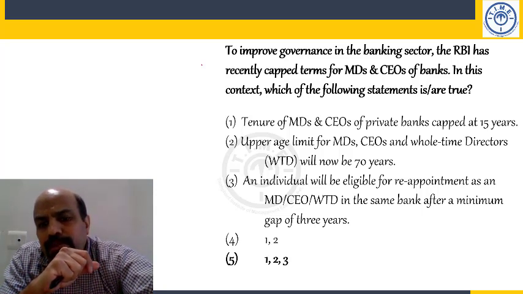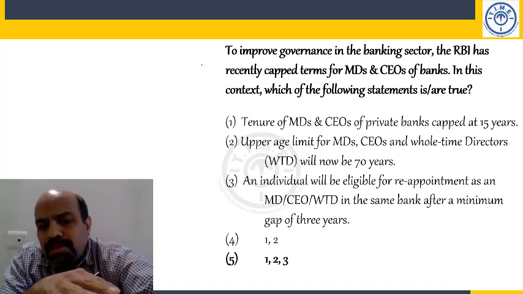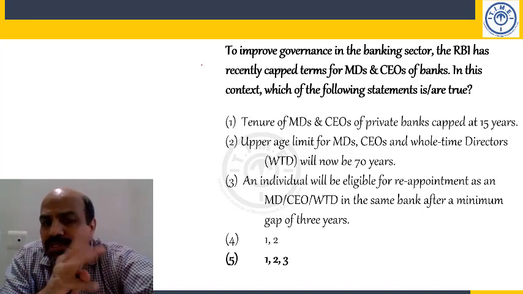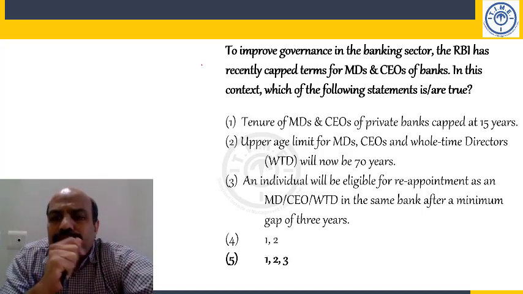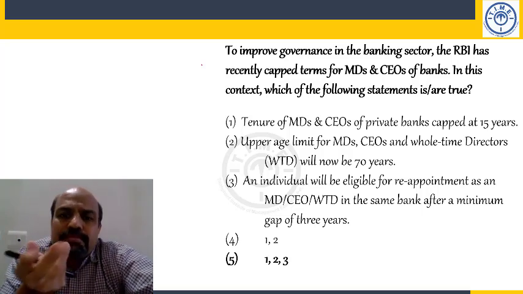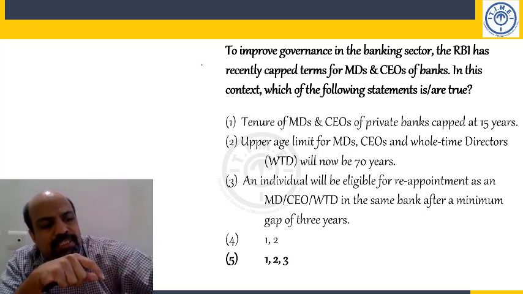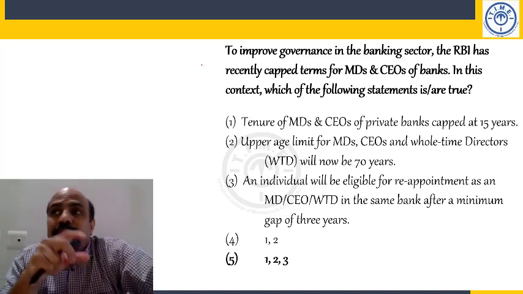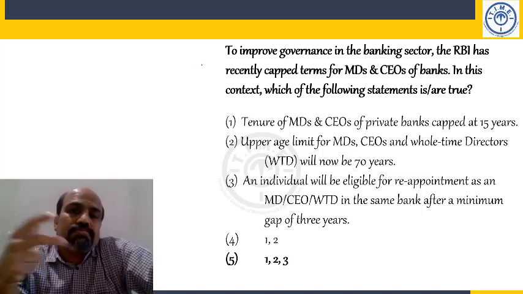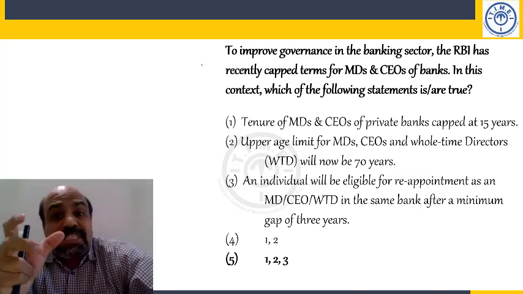Any individual will be eligible for reappointment as an MD, CEO or whole-time director in the same bank after a minimum gap of 3 years. All of them. The idea is to improve governance. Otherwise, see, if someone's there for a very long time, it leads to, you know, vested interest.